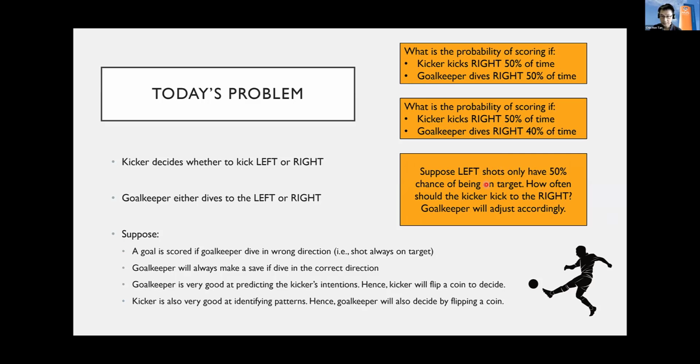Okay, and so suppose that our left shots are only going to be 50% on target. Under this situation, how should we be kicking our ball, knowing that the goalkeeper is going to adjust accordingly? And under this case, it seems like the overwhelming answer is about 70 to 80%. We have about one quarter of our audience saying that. At the same time, we have another 22% and another 16% saying about 50% or 60%.